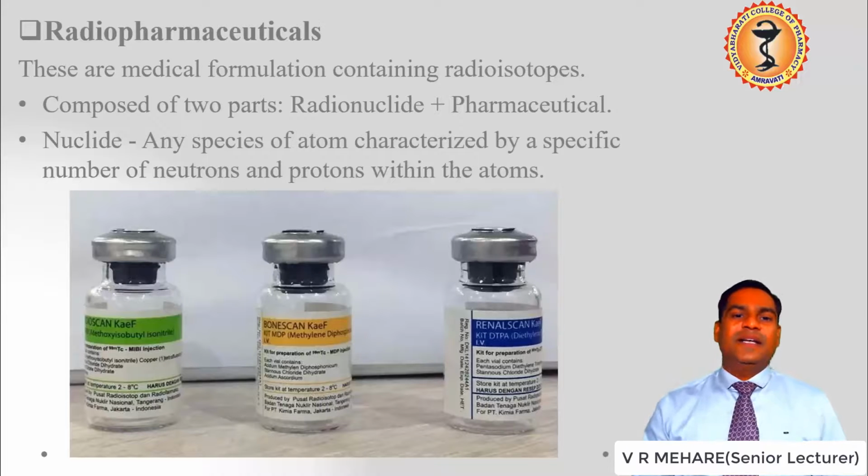These are medical formulations containing radioisotopes, composed of two parts, radionuclides and pharmaceuticals. What are nuclides? Any species of atom characterized by a specific number of neutrons and protons within the atom is said to be a nuclide.